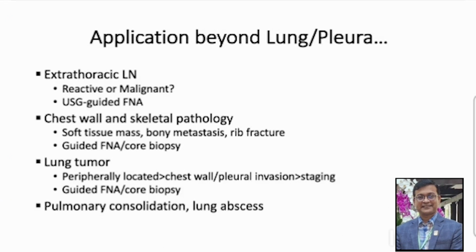Just think about the extrathoracic lymph nodes, especially the cervical lymph nodes. We can determine whether this is a malignant or a reactive lymph node. If you don't have access to EBUS, and we can diagnose a supraclavicular lymph node, that is the entry lymph node, we can stage the patient. In case of chest wall or skeletal pathology, any soft tissue mass, bony metastasis, and rib fractures can be detected. For a lung tumor, especially a peripherally located tumor, we can see whether there is chest wall invasion or involvement of the parietal pleura, so we are certain that this is T4 disease.